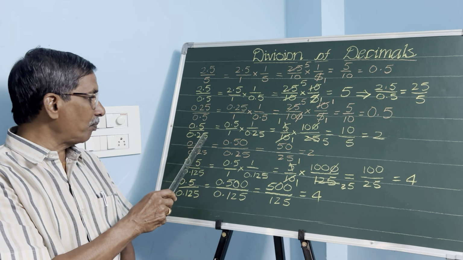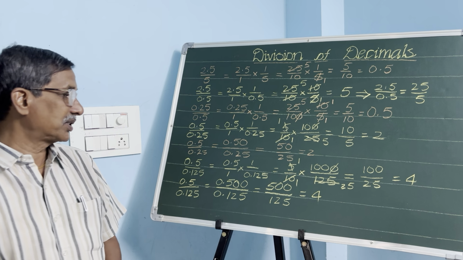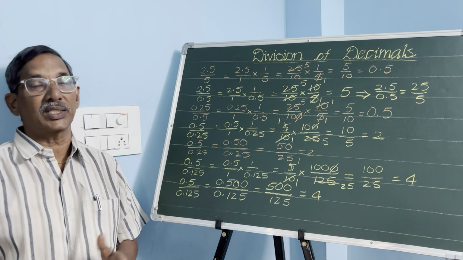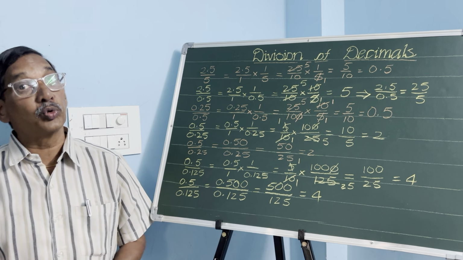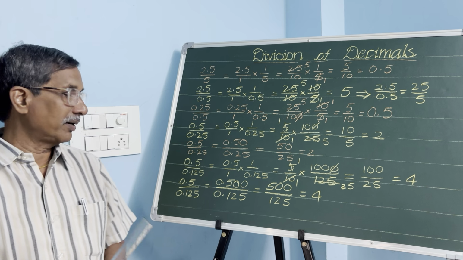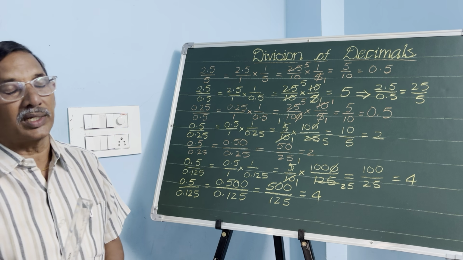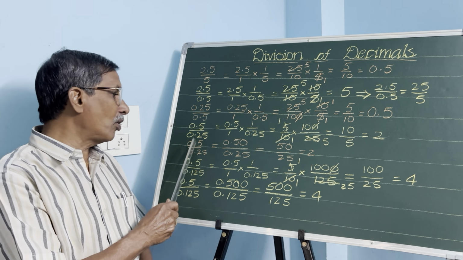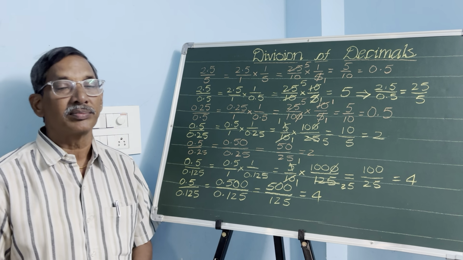Coming to the next one, 0.5 by 0.25. We discuss it in other terms. It has different numbers of decimals in the numerator and the denominator. The numerator has 1 decimal point and the denominator has 2 decimal points. To equalize the decimal points, since the denominator has 2 decimal points, we make the numerator also 2 decimal points. See, 0.5 can also be written as 0.50, as we have discussed earlier.